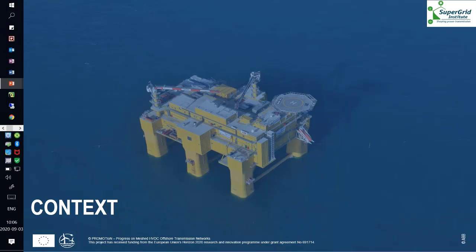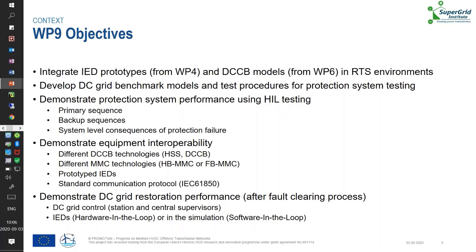So, the context. You can see here the Work Package 9 objectives. First, to integrate elements developed in other PROMOTioN work packages and implement them into the real-time simulation. Then, develop the real-time DC grid benchmark from a typical PROMOTioN reference network and specify the test plan. Then, of course, run the hardware in the loop simulation and demonstrate the different protection strategies.